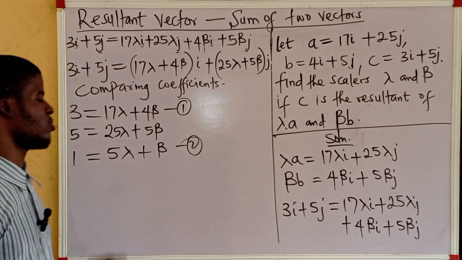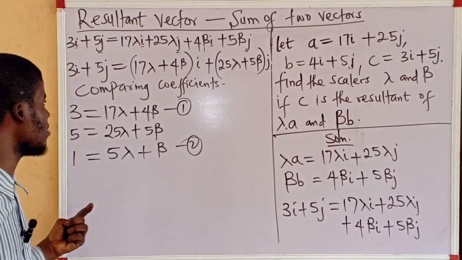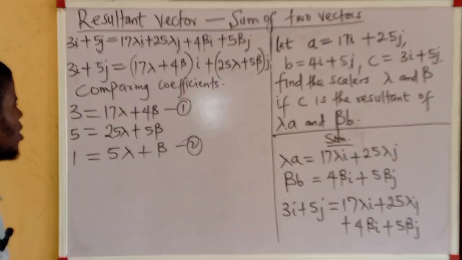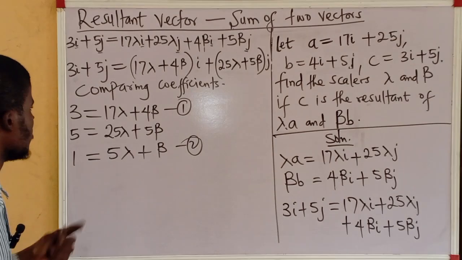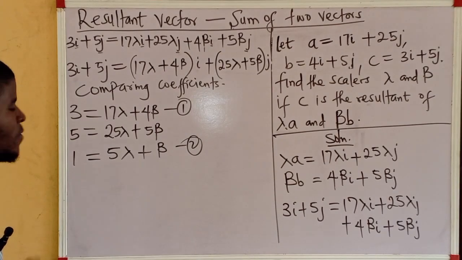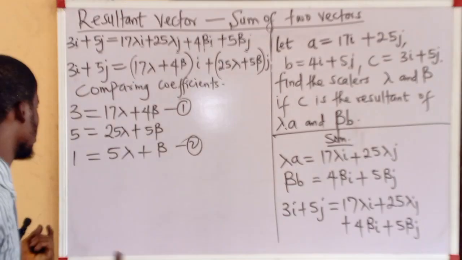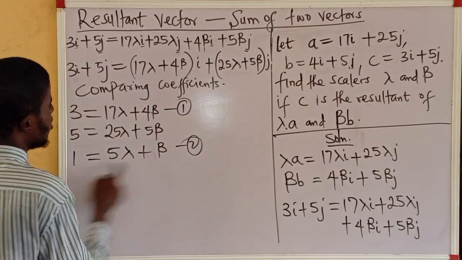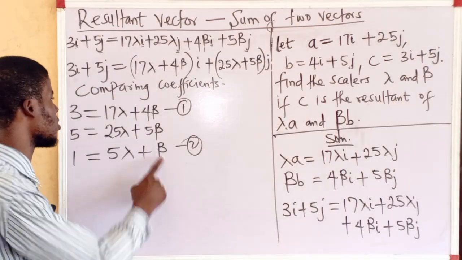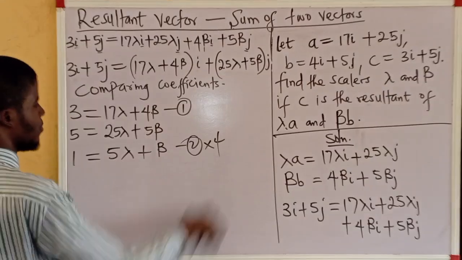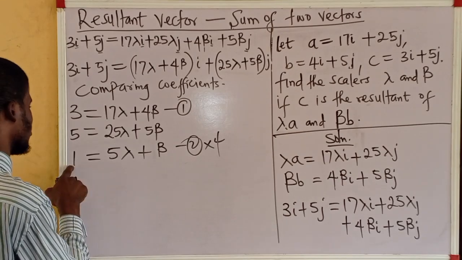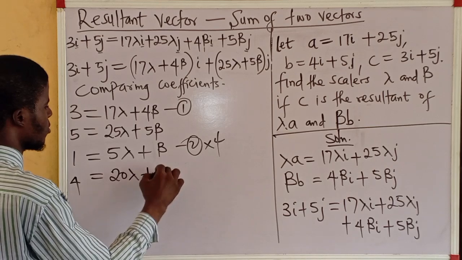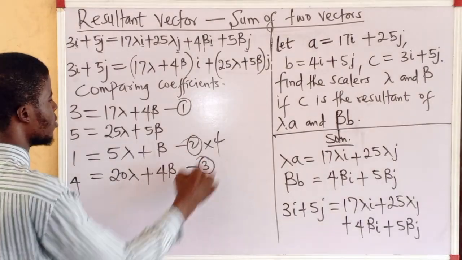So I'm having two equations here. What I'm going to do is to solve them simultaneously for lambda and beta. Okay. It will be easier to eliminate beta first. Yes, it's easy. I'm having 4 here. So I can multiply equation 1 by 4, so that this beta will contain 4. You get the point? So if I multiply this by 4, I'll have 4 times 1, 4, 4 times 5, 20 lambda, plus 4 beta. Let's say equation 3.